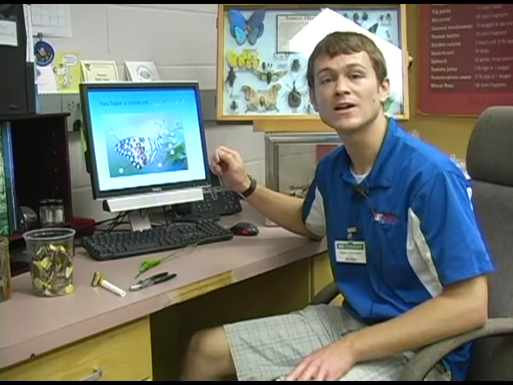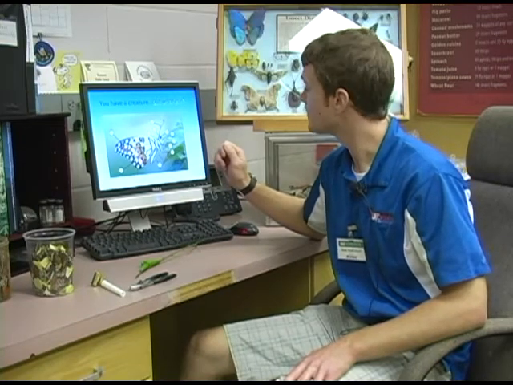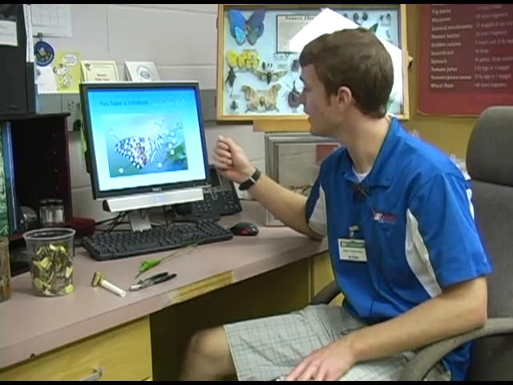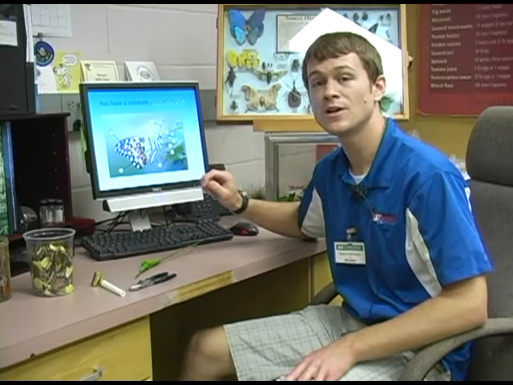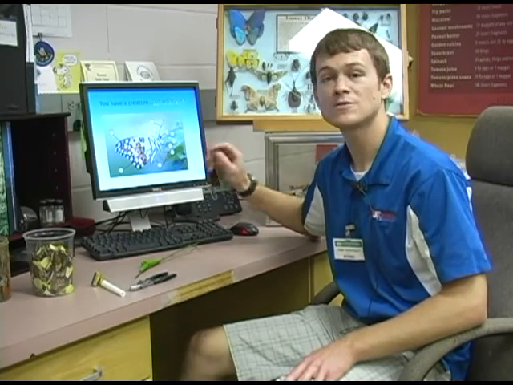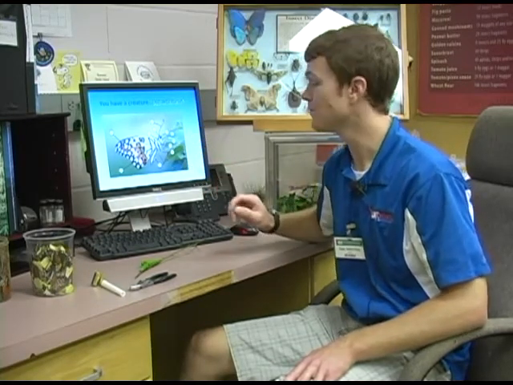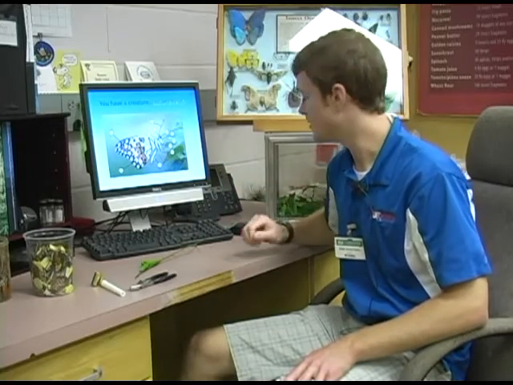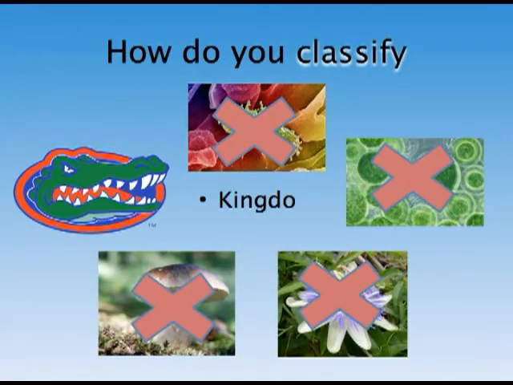It doesn't seem like it has a backbone. It's cold-blooded, sort of like a reptile. It's got scales on its wings. So just make observations of your creature once you've caught it. Now we're going to go through the different kingdoms of organisms, and we're going to try to place this creature that we've just collected.